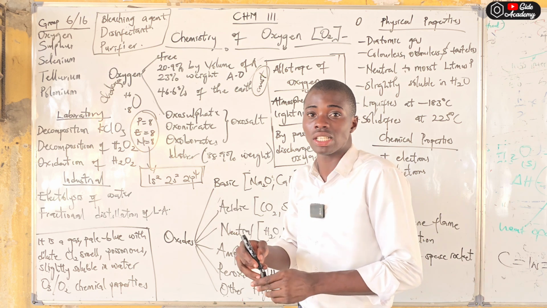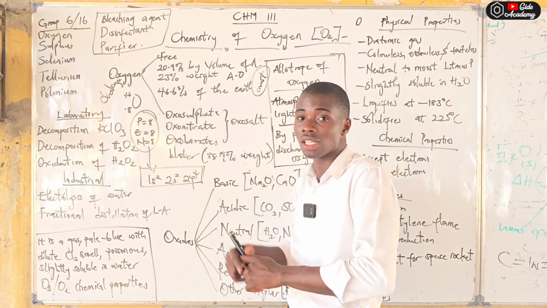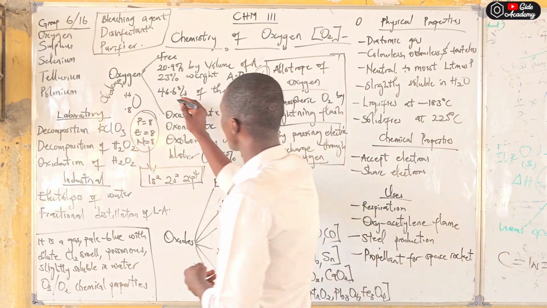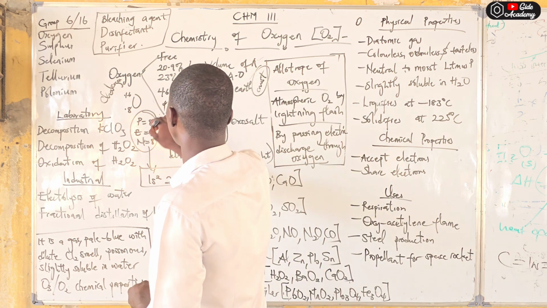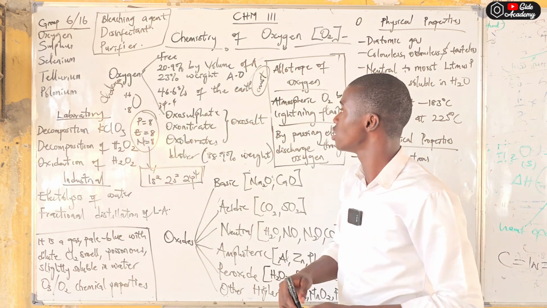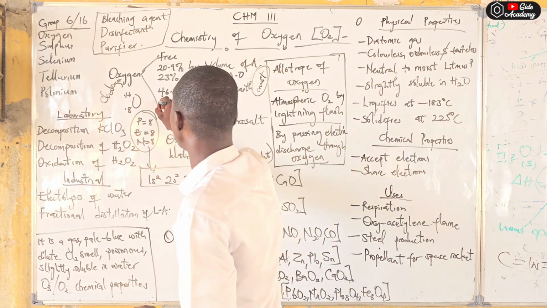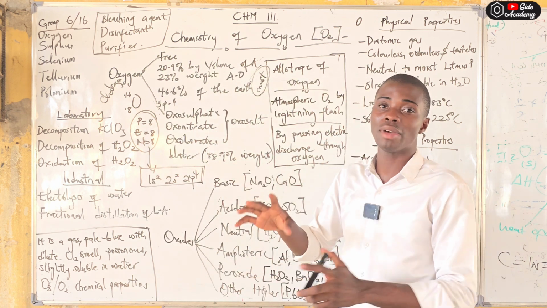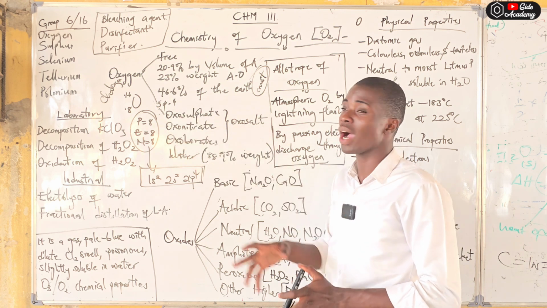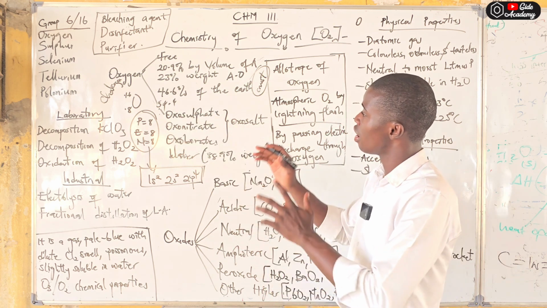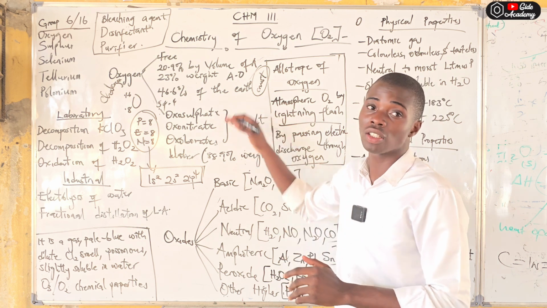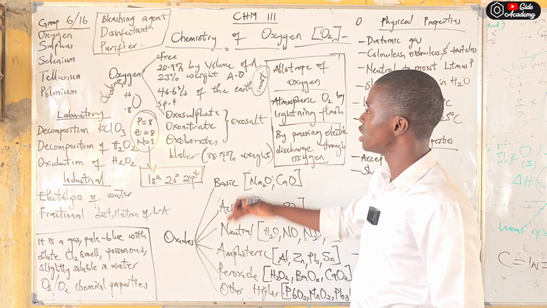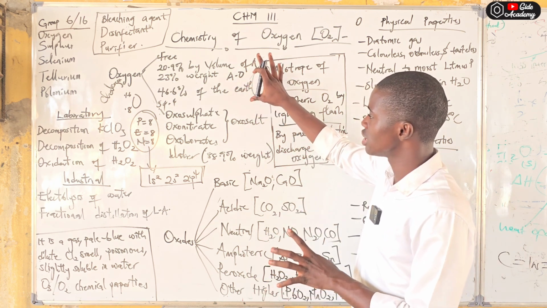So on the earth crust, oxygen takes about 46.6%, while the other elements take the remaining 53.4%. Other elements in the periodic table are going to take this remaining percentage, while oxygen alone is going to take 46.6% of the earth crust. And that's why we refer to oxygen as the most abundant element in the earth crust. So please take note of this.